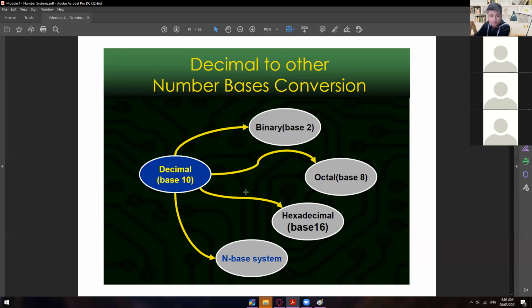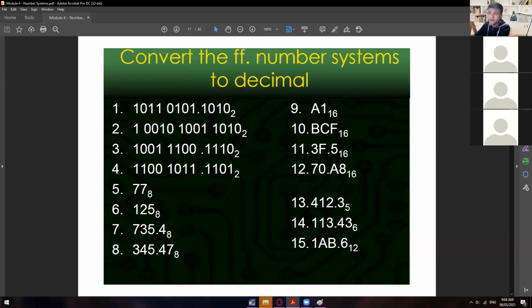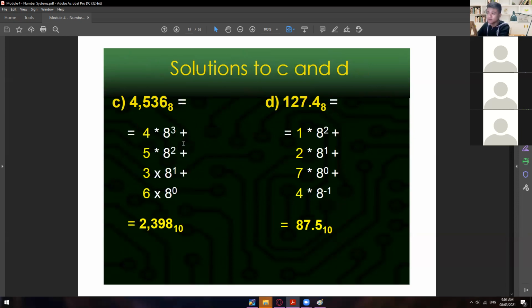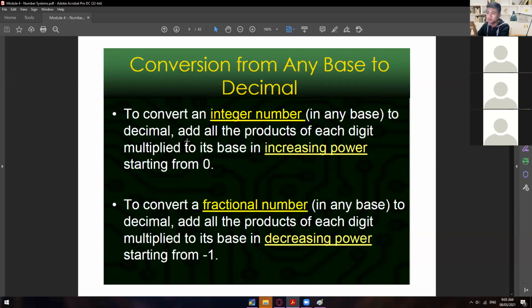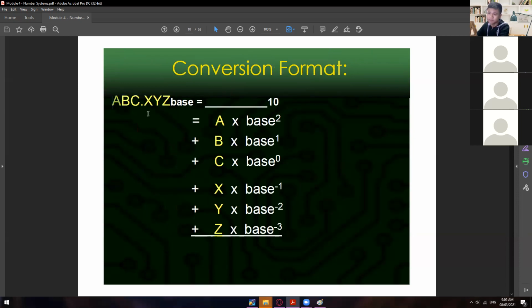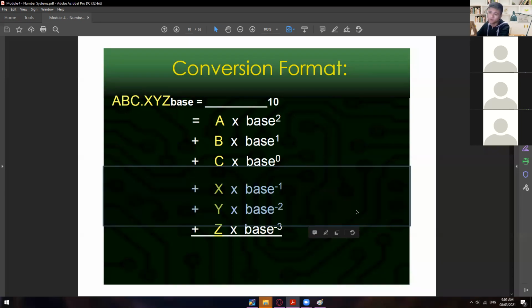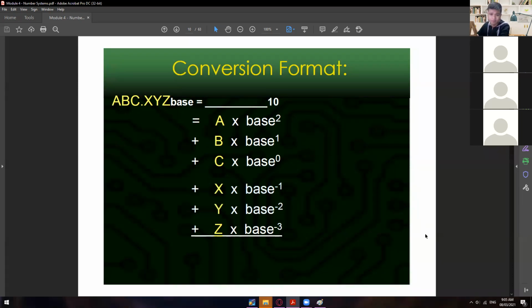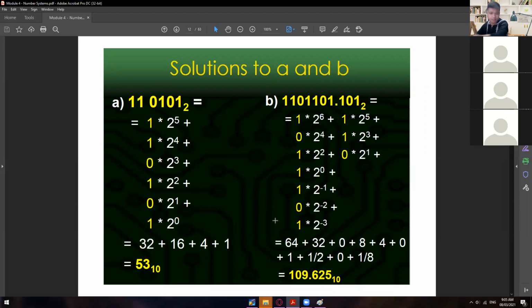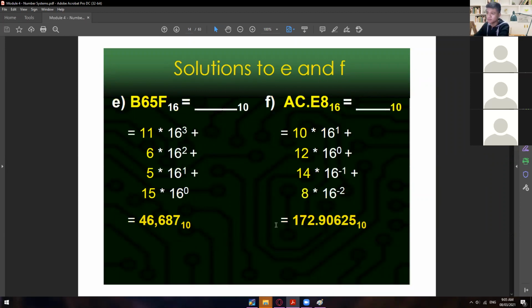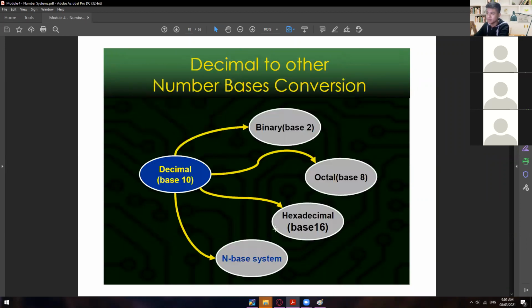Okay, it applies to all number systems here. Yeah, for the conversion for any base to decimal, this is the formula that you need to follow. This is the formula that you need to follow when it comes to any base to decimal. Okay. However, if it's, let's say, decimal to any base, then that's a different formula already, which we are going to discuss right now.